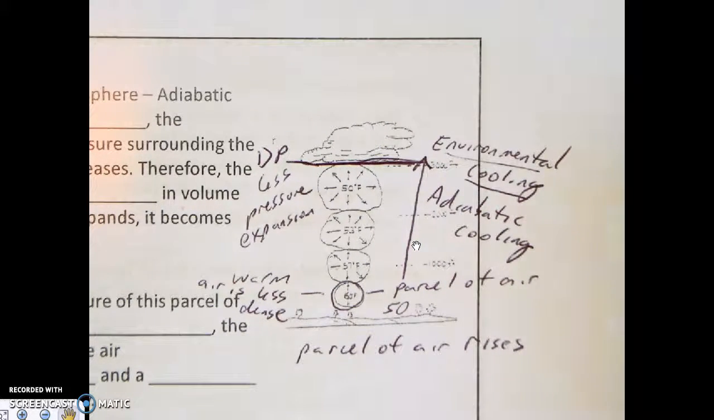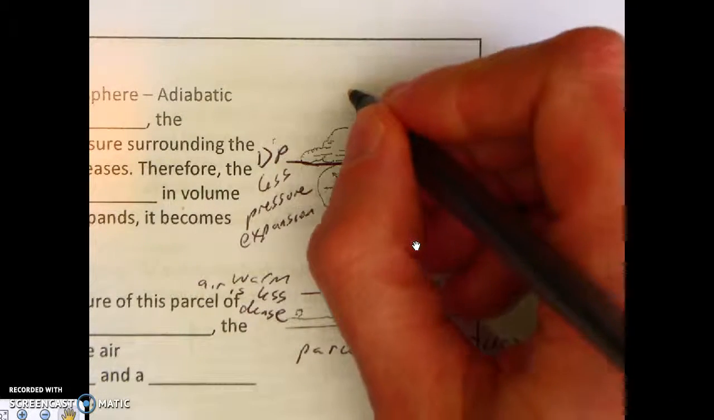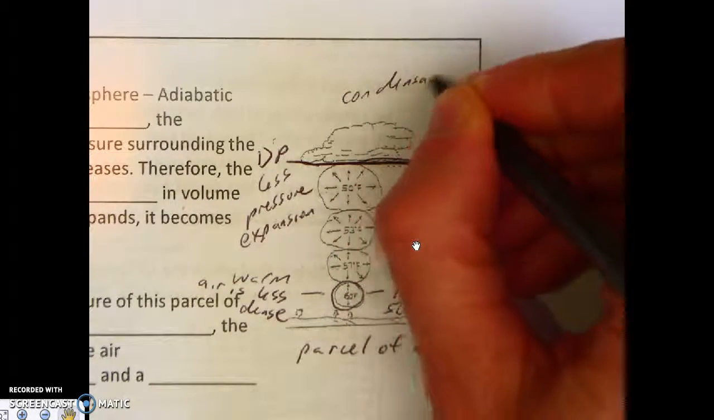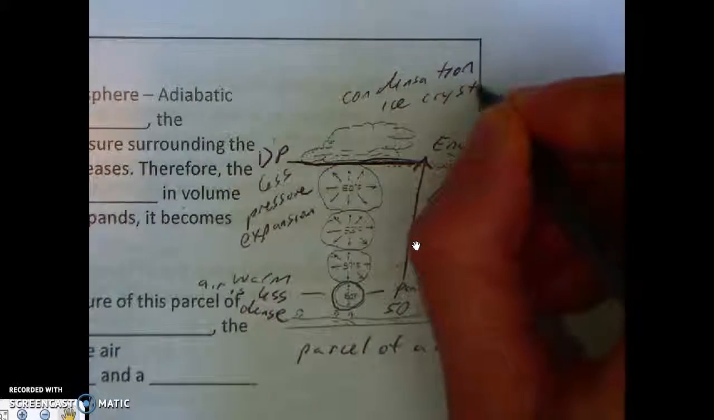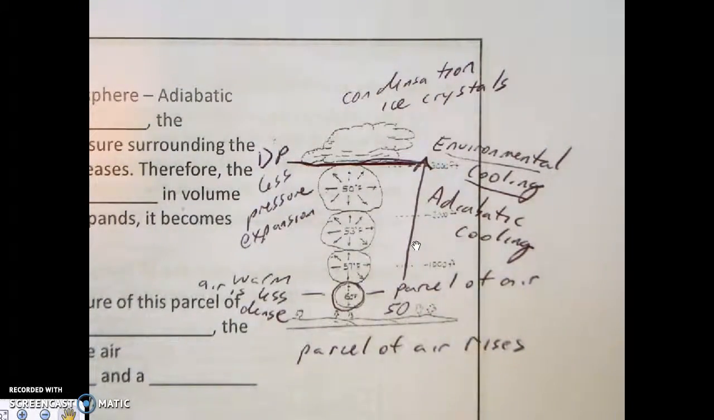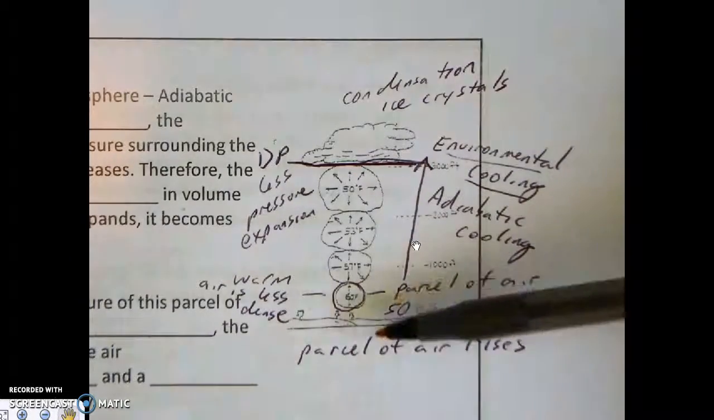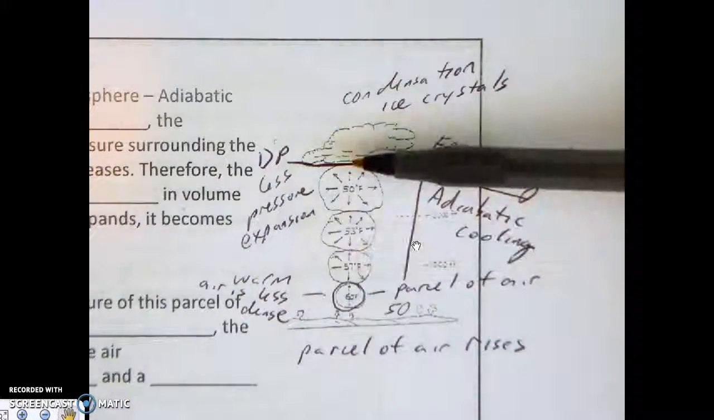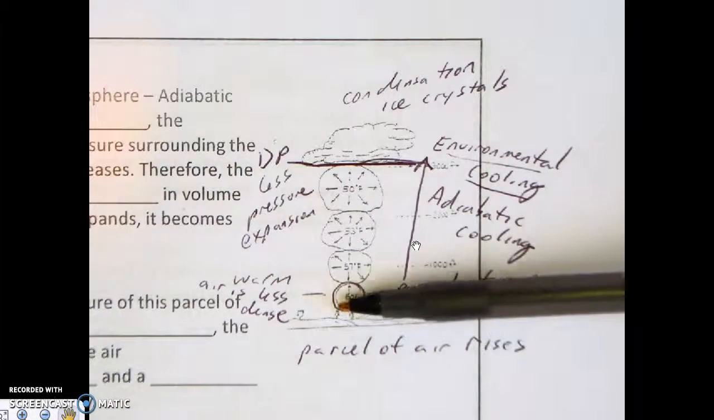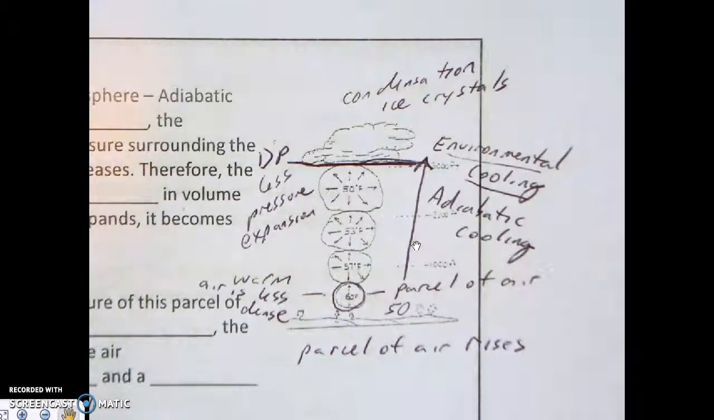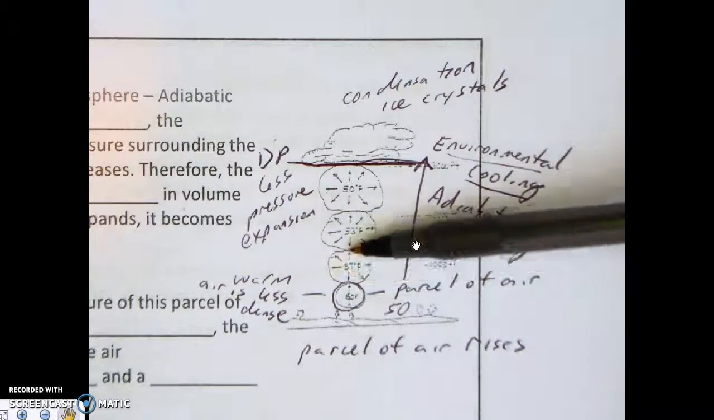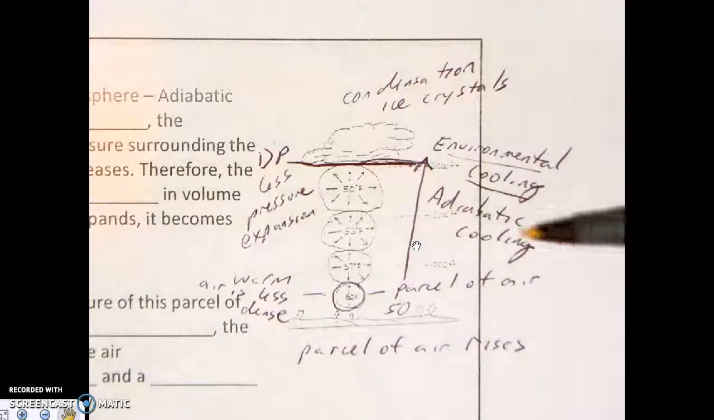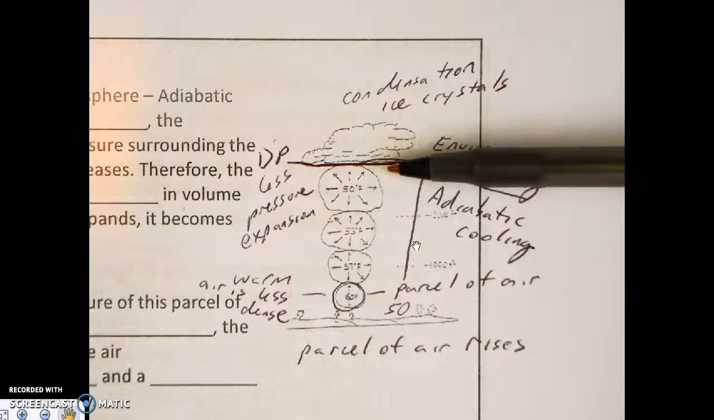If it were cold enough, it would form ice crystals. So at this point now, we have condensation, maybe even ice crystals if it's cold enough. So that's the basic idea. It cools in two ways. It cools from the environment as it's rising in altitude. It cools due to an expansion of the gas, just like those CO2 cars in tech. Those get cold when the gas expands. So we have an expansion of gas. It's cooling. And eventually it reaches the dew point temperature.